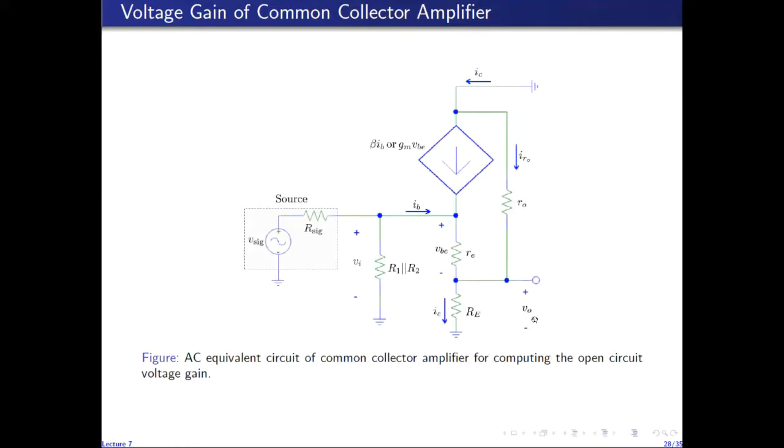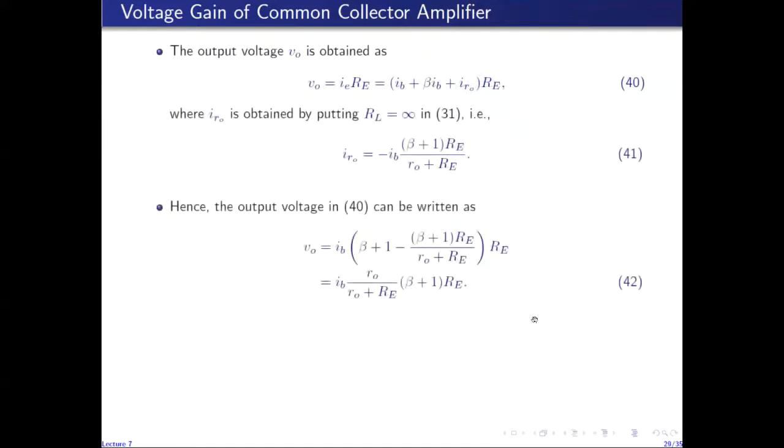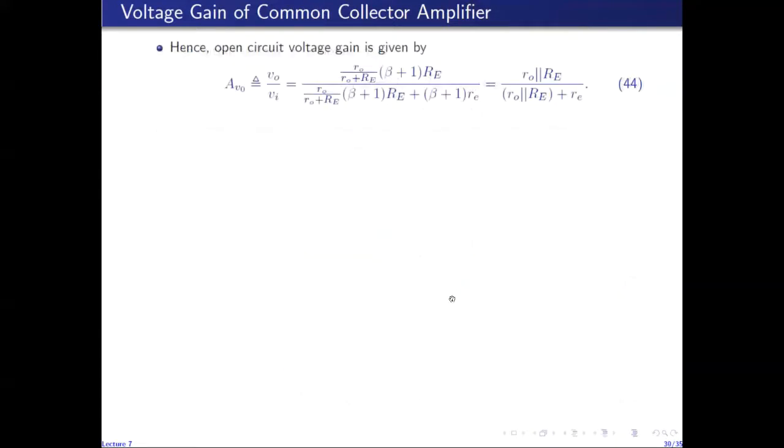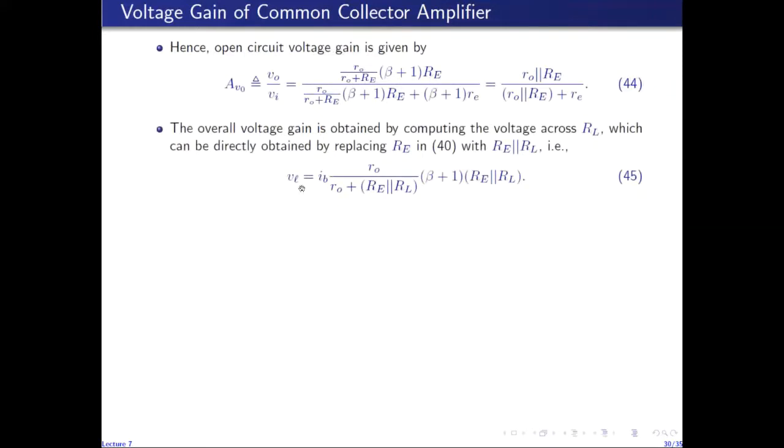Like I said, I can again use this expression for V0 to find VL. The only difference is that I will have to replace capital RE with capital RE in parallel with capital RL. Replacing capital RE in this equation with capital RE in parallel with capital RL, I will get the voltage across the load resistance. Again, I recommend that you go through the derivation from scratch.